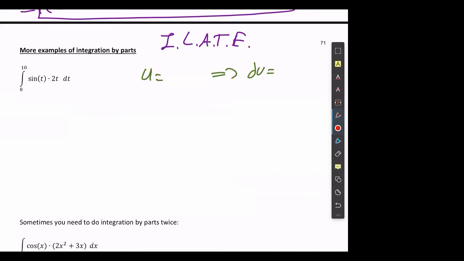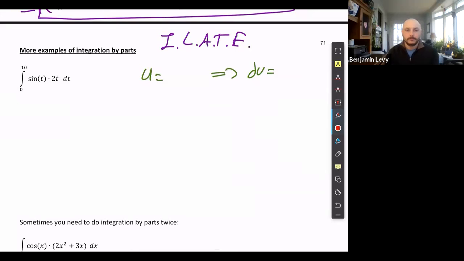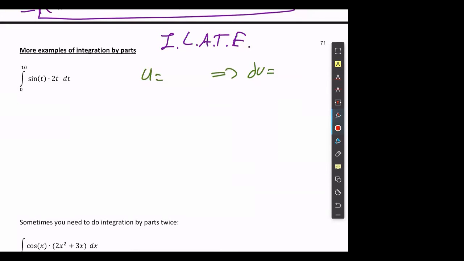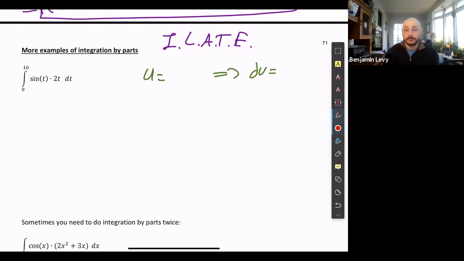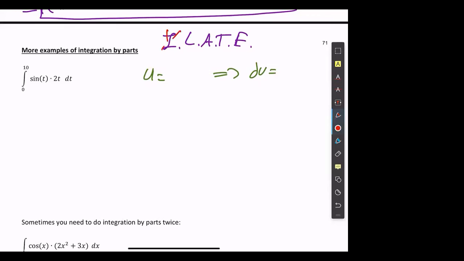Wait, are we supposed to say what u should be? Yeah, what do you think u should be? It should be sine, shouldn't it? So when we go through these things, actually, it shouldn't be sine because that's trig already, and trig should be one of the last ones. Yeah, and algebra is supposed to be before trig. So 2t.